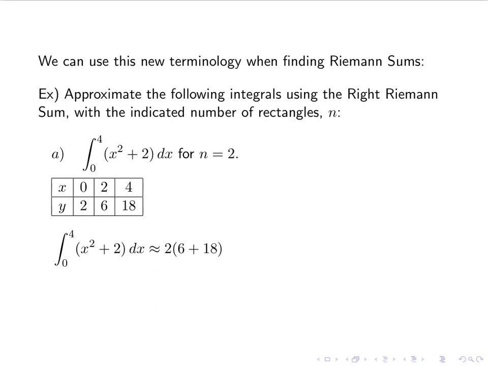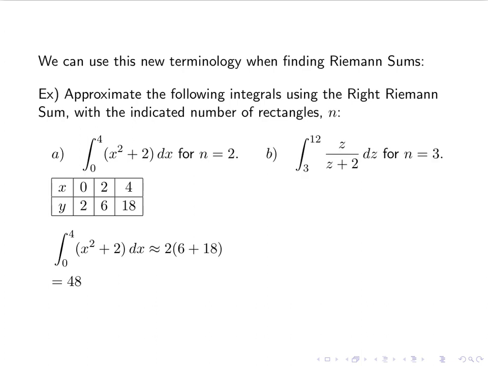And then I want the right Riemann sum. So for every interval, I'm looking for the number on the right. So for my first one, I have 6. For my second one, I have 18. And then the width of our rectangles is 2. We're going from 0 to 2 and then 2 to 4. So the width is 2, the heights are 6 and 18. And that gives us a value of 48. So the approximate integral, the approximate area under the curve, is 48.